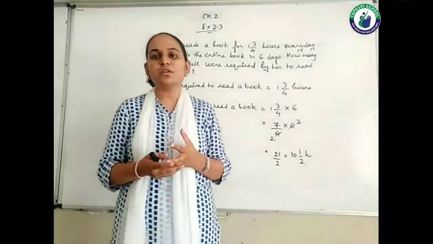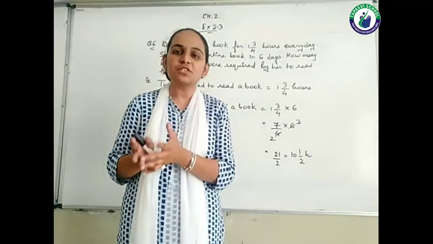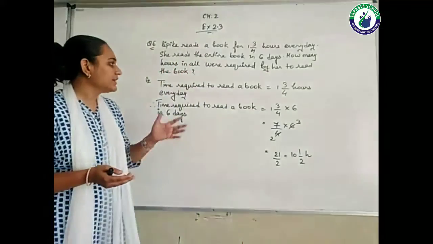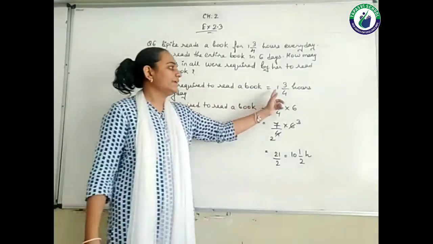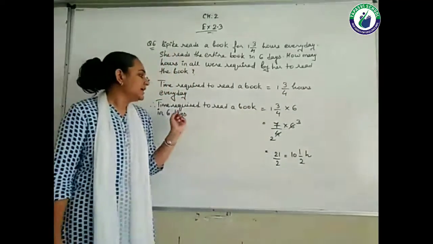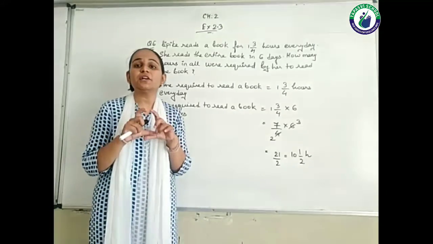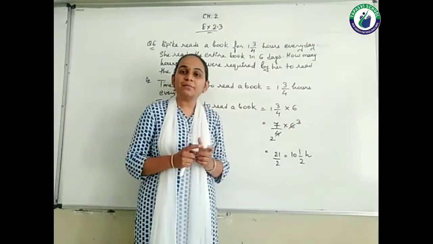It is a very simple question, students. One day she requires this much of hours, so for 6 days how much will be required? It's a simple question of multiplication. So here I have written the answer for you all. Time required to read a book every day is 1 integer 3 by 4 hours. Next is the time required to read the book in 6 days. So we have to multiply this fraction with 6. So 1 integer 3 by 4 multiplied by 6.